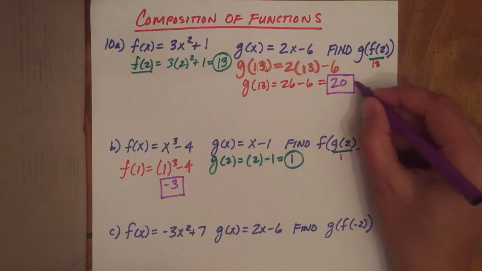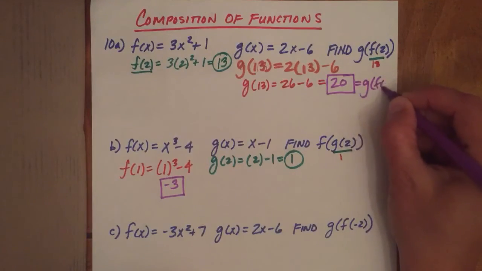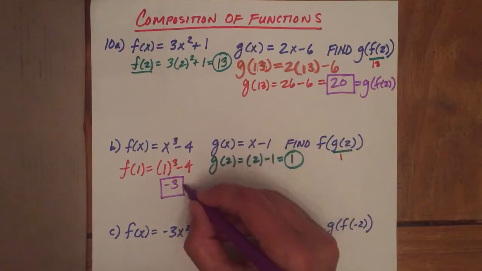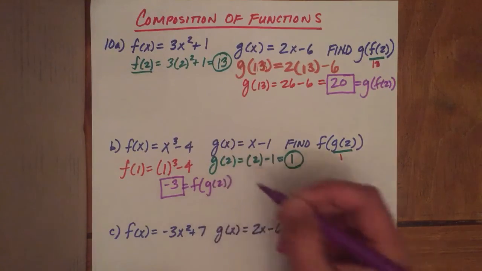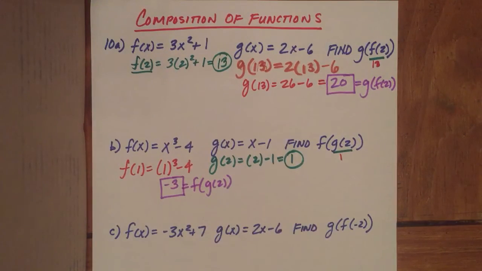And again, this is what you're finding. That's equal to g of f of 2. This is equal to f of g of 2. You work on the inside out. So let's look at the last one.